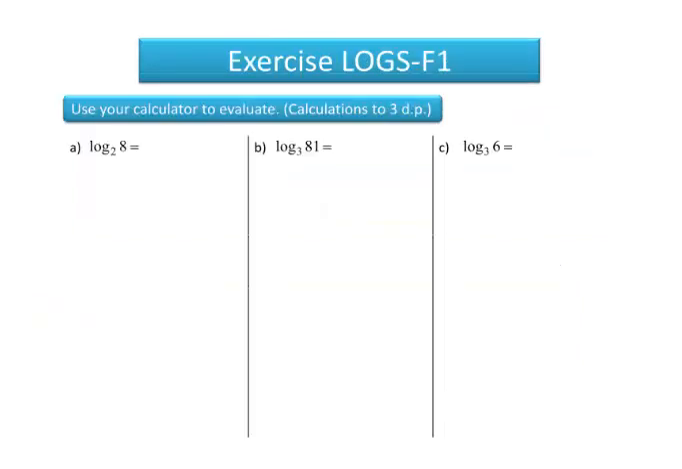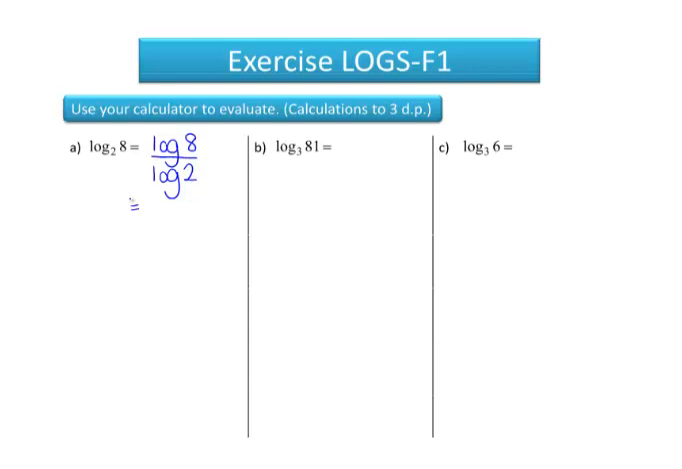Here I've got use your calculator to evaluate, again calculate to 3 decimal places. So log base 2 of 8. Using that rule, I'm going to just go to base 10. That's what we normally do. You normally go base 10 rather than natural log. So that would become log to the base 10 of 8 over log to the base 10 of 2. And then you go to your calculator and go log of 8 divided by log of 2.